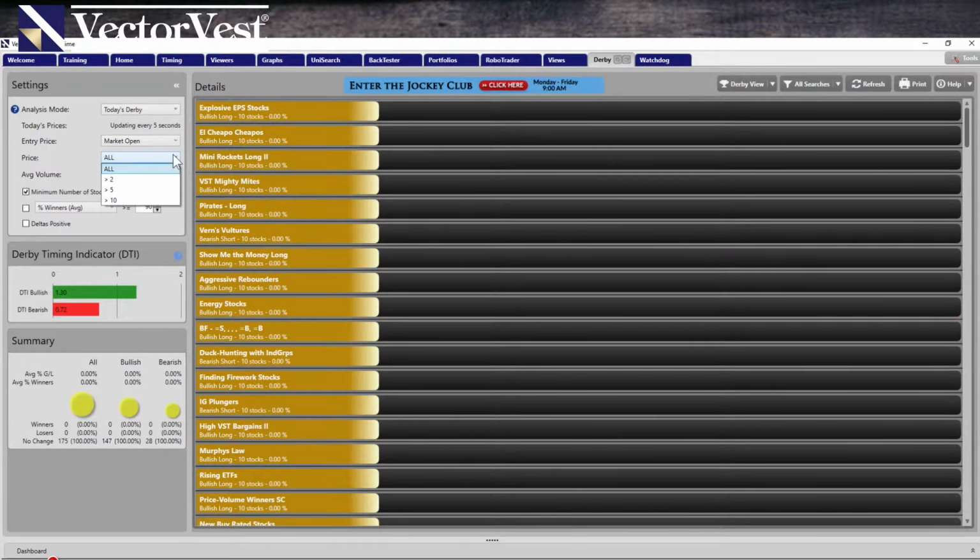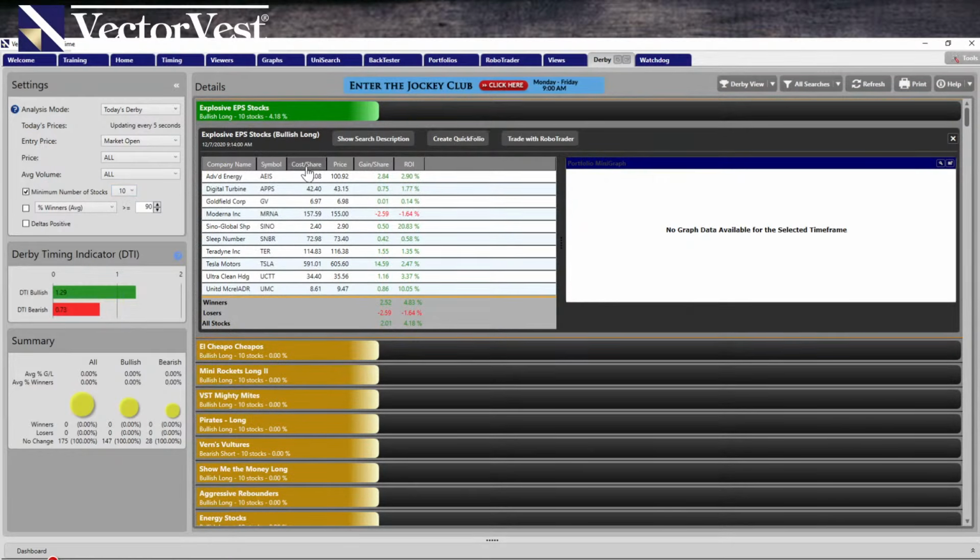But I can change that to say stocks greater than 2, greater than 5, greater than 10, and do the same thing with the volume, greater than 250,000 shares, greater than 500,000 shares. So I can change what I'm looking for as far as the stocks to be found in the searches to accommodate how I invest in the market. Now, every one of these has a minimum stock of 10. So as I mentioned, as I look at these, all of these portfolios have 10 stocks.